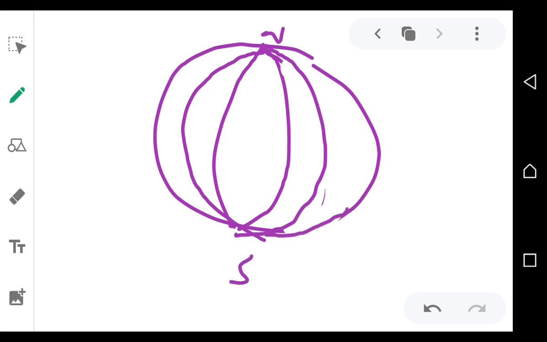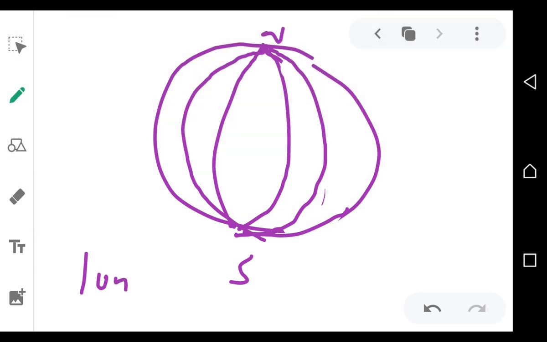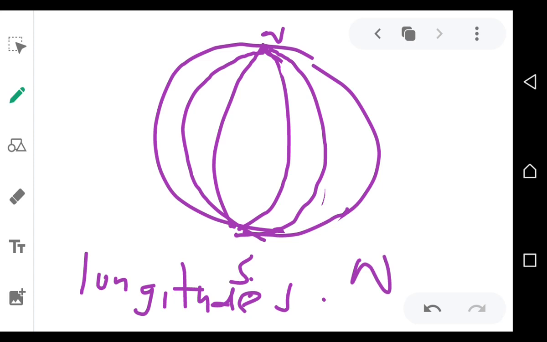These ones that move from north to south are called longitudinal lines. They're called longitudes in short. Longitudes move from north to south. So longitudinal lines move from north to south.